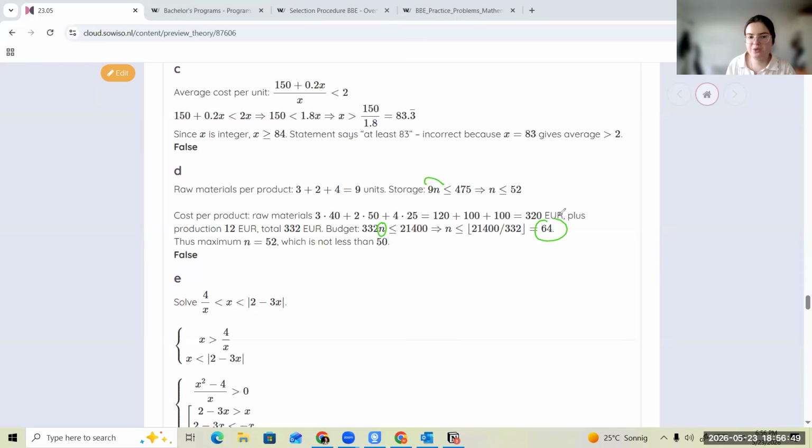But basically, we have the maximum storage of 52. So the maximum that you can produce is not less than 50. We're actually pushing it because we're over the maximum, but we have the storage limit. So the closest we can get from 64 up until the storage limit is 52, and 52 is not less than 50, therefore the statement is false. It's more than 50. It's actually 52 exactly. Like we are filling up the capacity to the maximum.